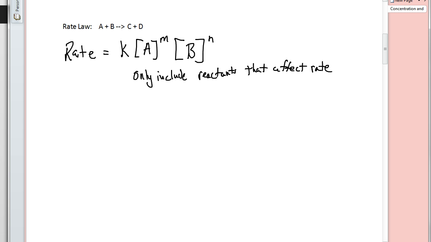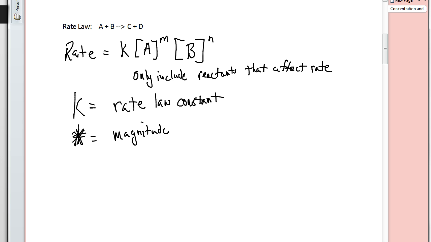Okay? Some more things about rate laws. This K is called the rate law constant. And something that's super important about K, I'll make a little star here. That's a horrible little star, but that's all right. The magnitude of K changes with temperature. Okay, and we'll keep that in mind. Really, really important.